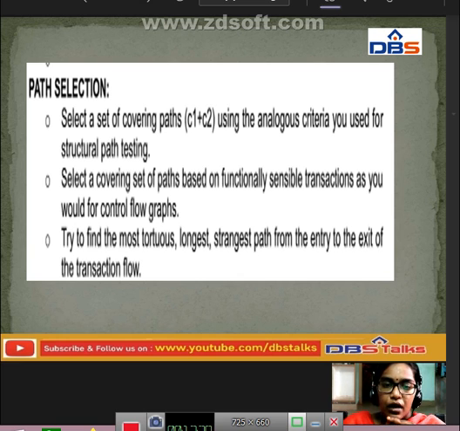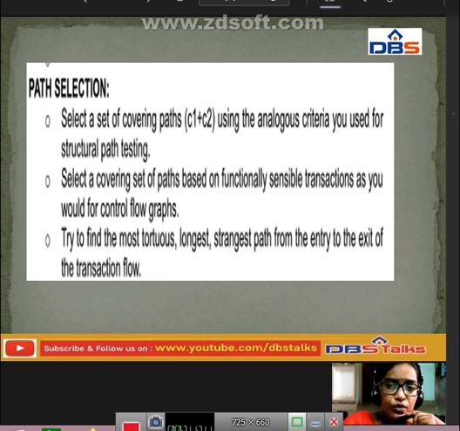Now see here how we are going to select that particular path. In order to select that particular path, first of all you have to select a set of covering paths. We can consider the first path as C1 and the second one as C2, and combining these two, C1 plus C2, we are going to cover those paths by using some analogous criteria, which is used for structural path testing.